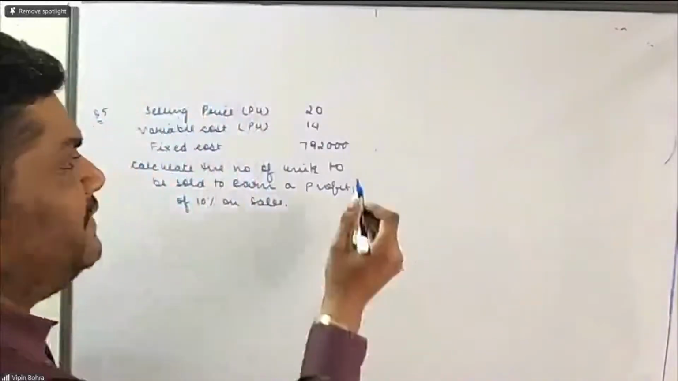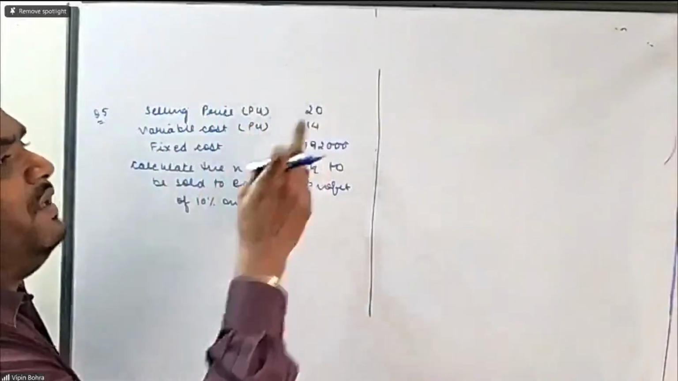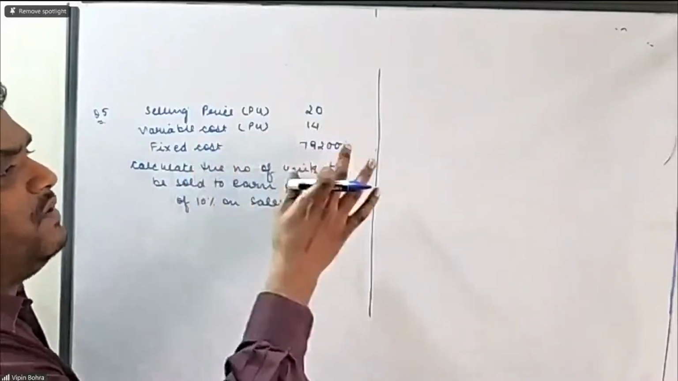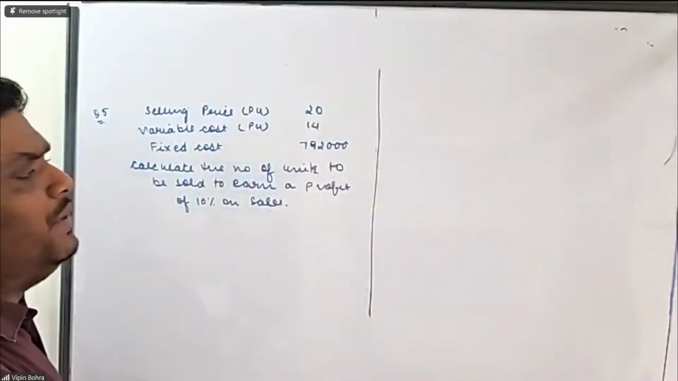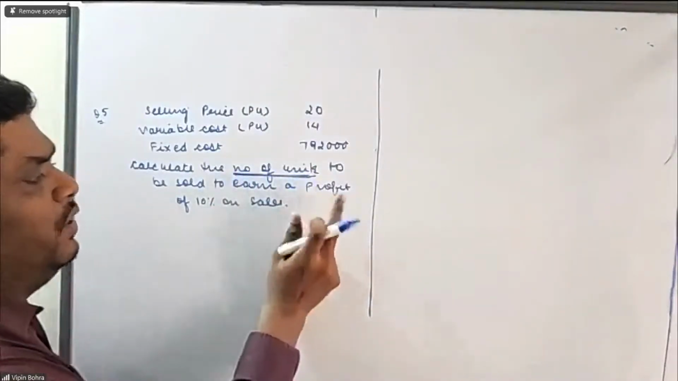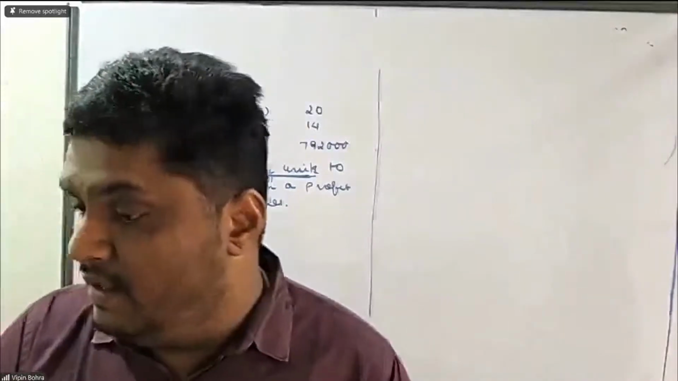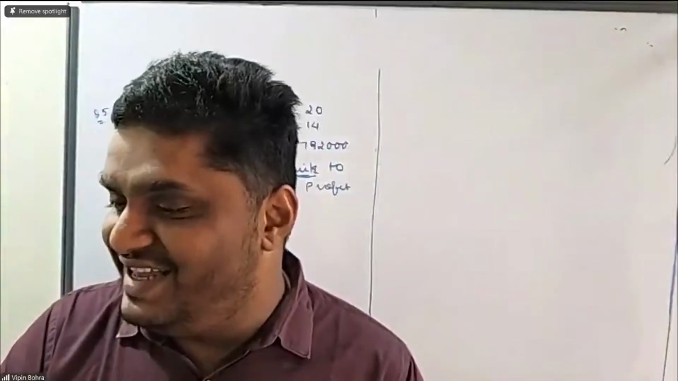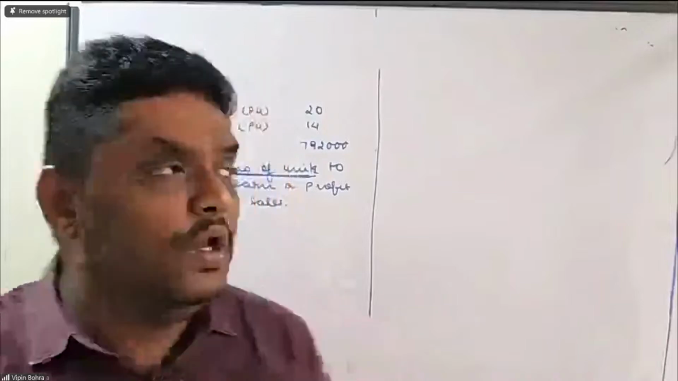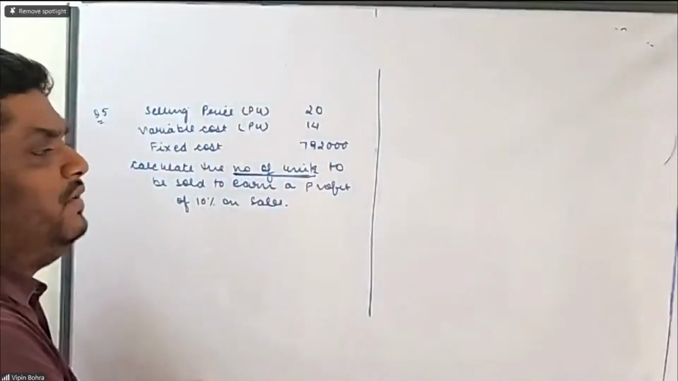So now, guys, let's start with the solution. See, selling price per unit is 20. Variable cost per unit is 14. Fixed cost overall is 7,92,000. We have to calculate the units to be sold to earn a profit of 10% on sales. Nana, I'm sorry, it is incorrect again. That's okay. So you have to calculate the number of units to be sold to earn a profit of 10% on sales.